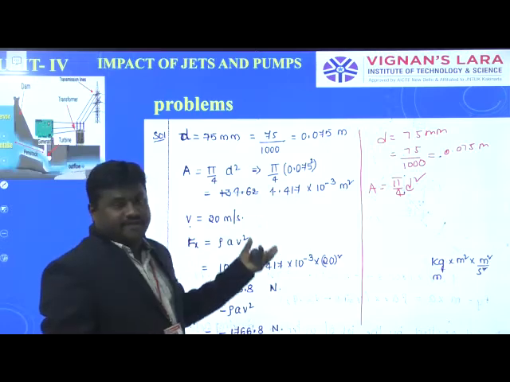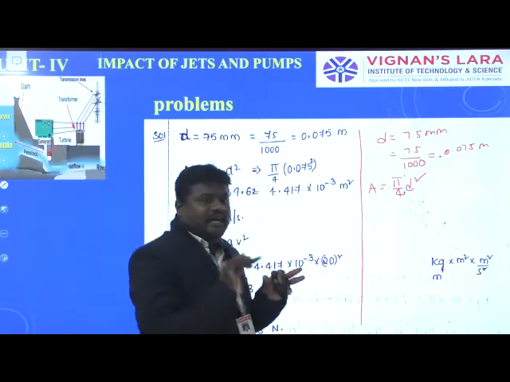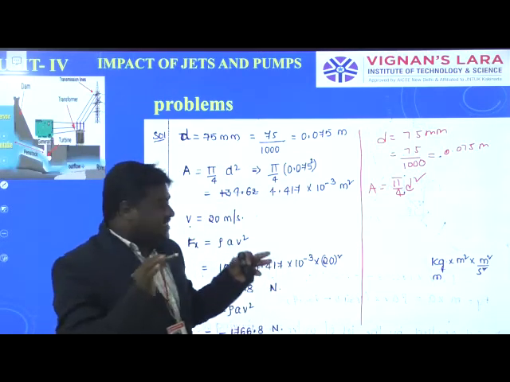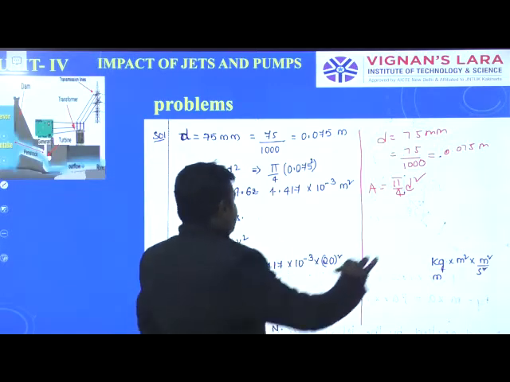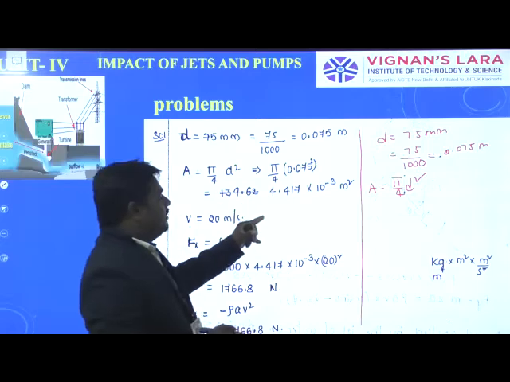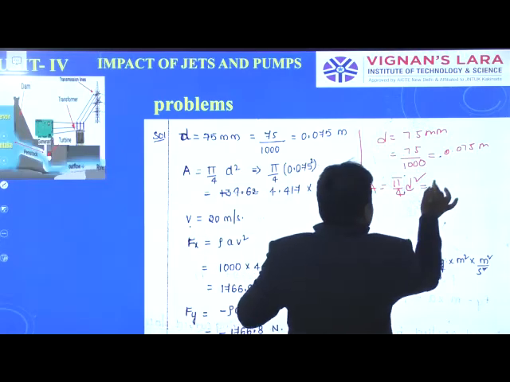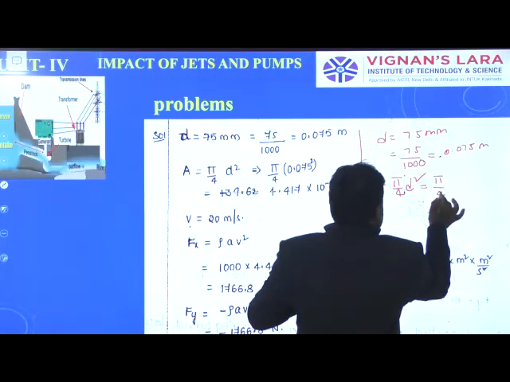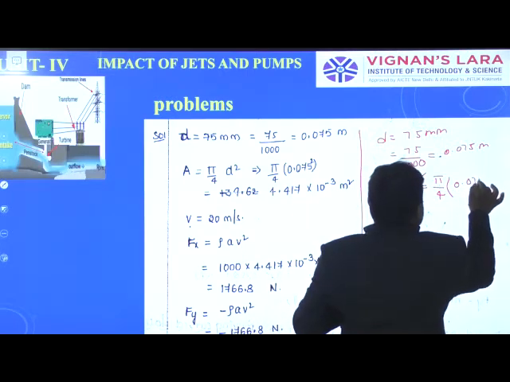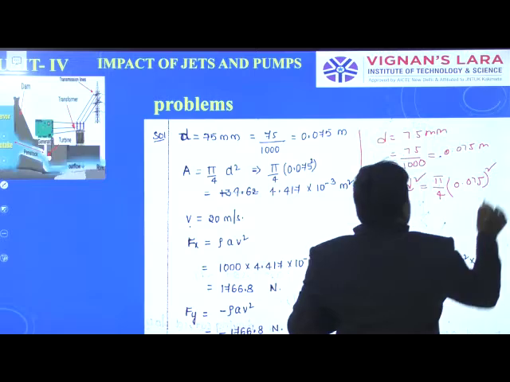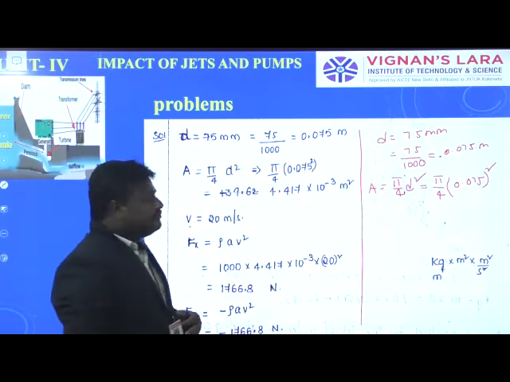For a stationary plate, we are given the diameter, so we have to find the area. The stationary plate area is A equal to pi by 4 d square. They already gave the d value, so we solve here: pi by 4, d means 0.075 meters, so pi by 4 d square.